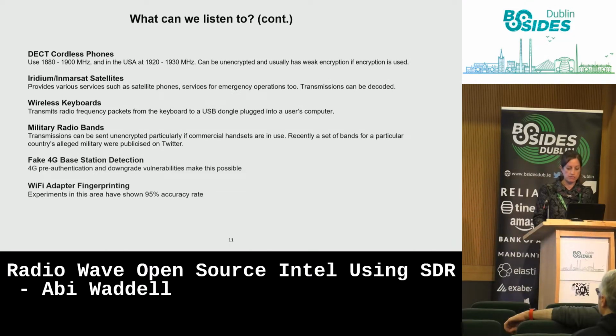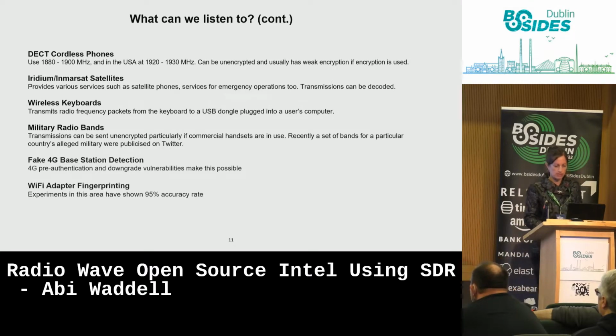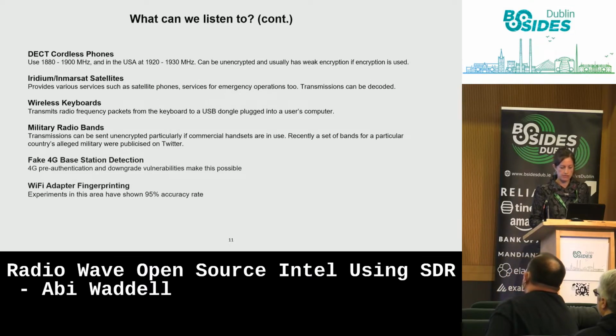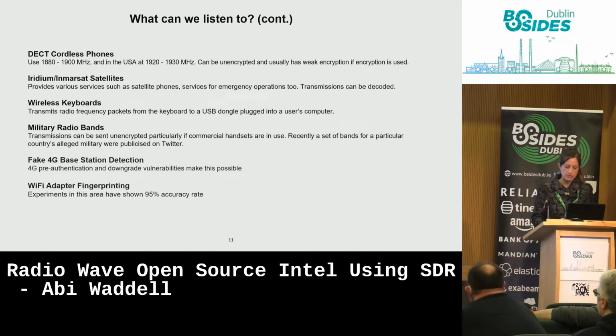Recently, a set of bans for a particular country's alleged military were publicized on Twitter. Fake 4G base stations can be detected using the Crocodile Hunter tool, which essentially decodes the master information block and system information block for a group of cells, and detects anomalies in these results whilst determining the probable location of these cells using radiolocation techniques. And anomalies in the results include cells that move location or change strength or have missing parameters, and also cells being located in unexpected places.